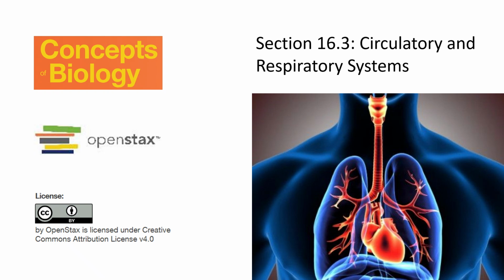Welcome to section 16.3, the circulatory and respiratory systems. In this section, we'll look at two systems that work hand in hand: the respiratory system, which brings oxygen into the body and removes carbon dioxide, and the circulatory system, which transports these gases along with nutrients and wastes.